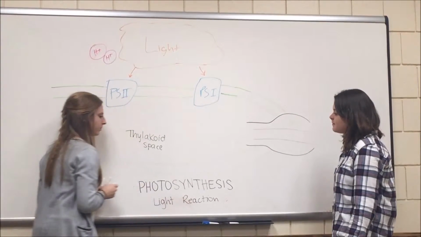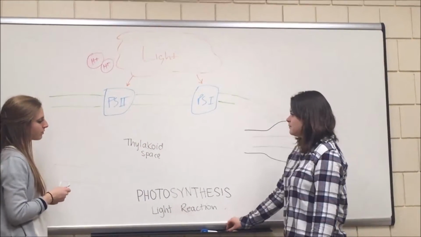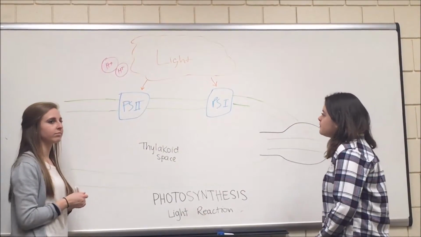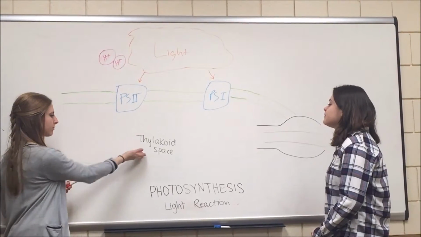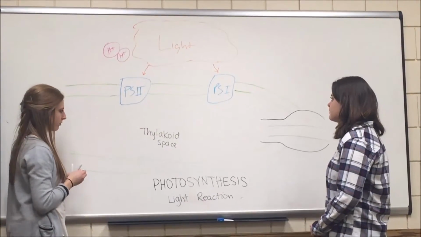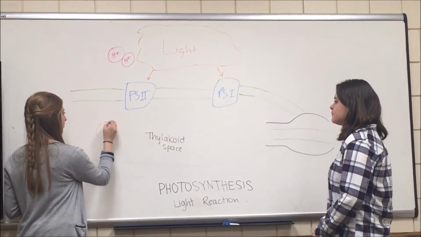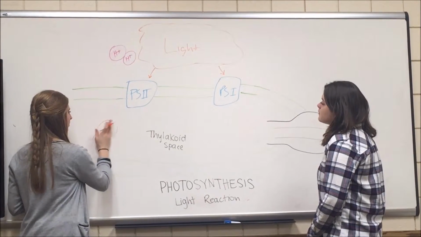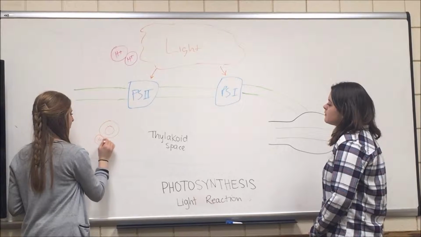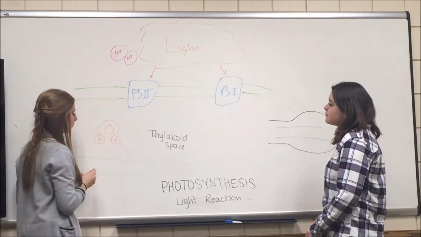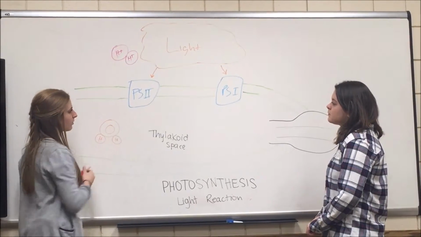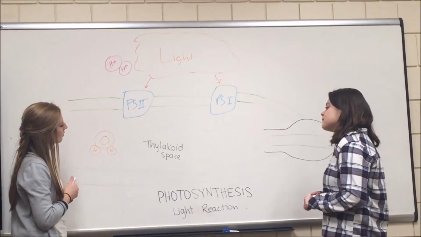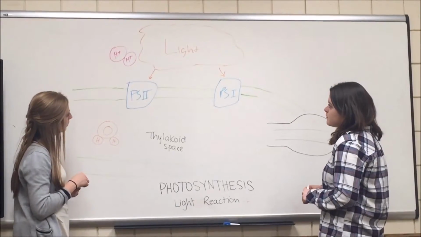Today we are working on a photosynthesis model that is a light-dependent reaction that takes place inside a thylakoid space, which consists of chloroplast. Inside this thylakoid space you have a photosystem 1 and a photosystem 2. Outside of the thylakoid space you have two hydrogen protons that are just chilling in the air.